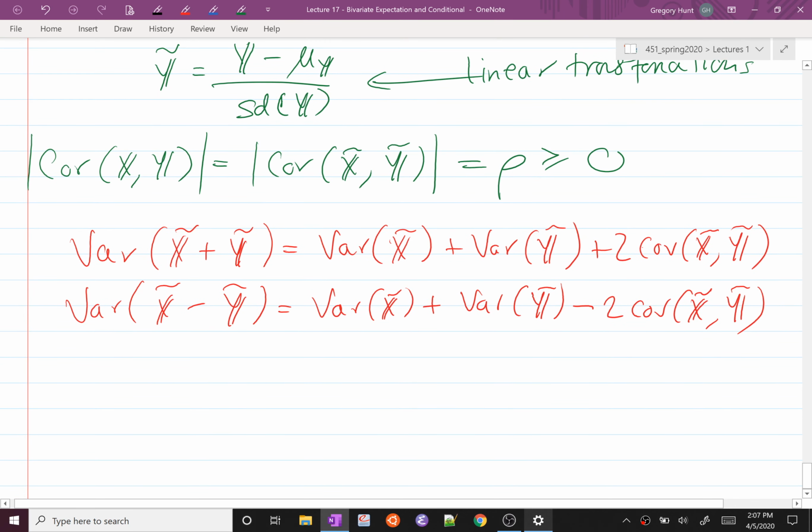And we know that the variances of x tilde and y tilde are 1. And let's just look at the covariance of x tilde and y tilde. It's actually going to be the same thing as the correlation between them, right? The covariance in this case is equal to the correlation.